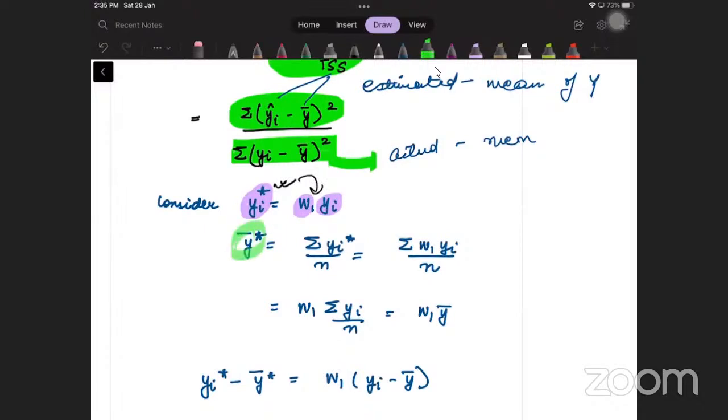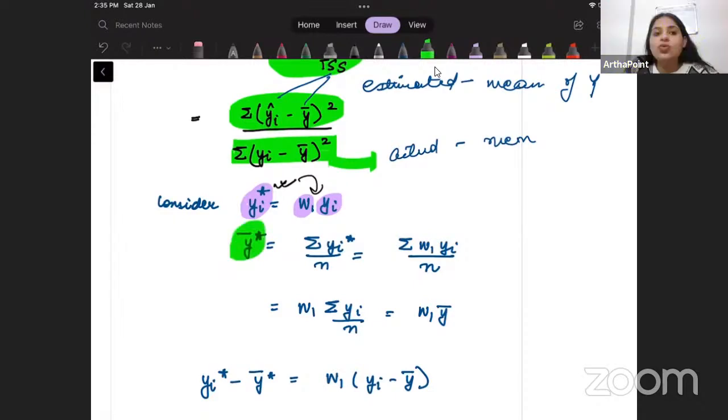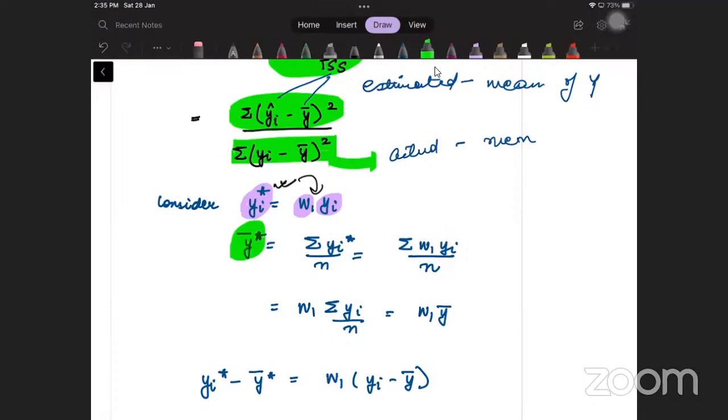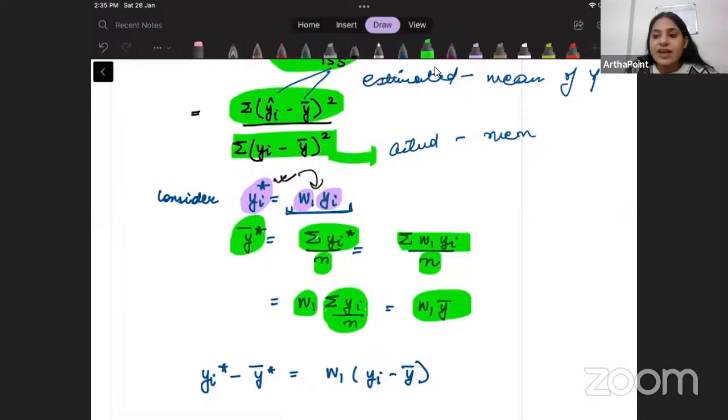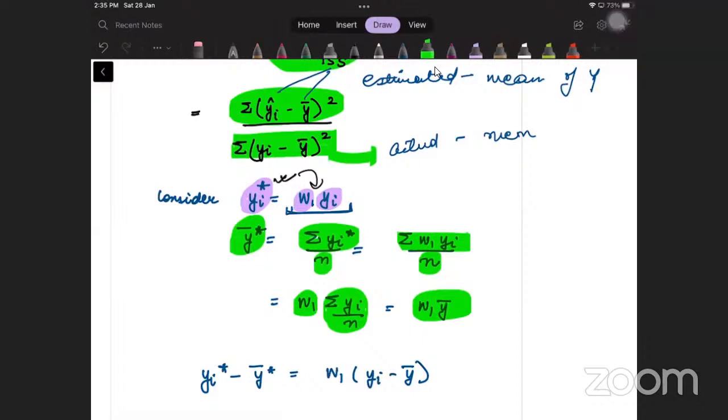Then I have gone ahead and taken y bar, the mean of y. And I know that if variables scale, then their mean value will also scale. So what you will notice is that the mean of y star will be summation y star by n. But y star is nothing but w1 yi. So it will be summation w1 yi by n. You can take this w1 out and it will be summation y by n. So this is simply going to be w1 into y bar. So if I scale a variable, its mean also scales. This is the property that we have.